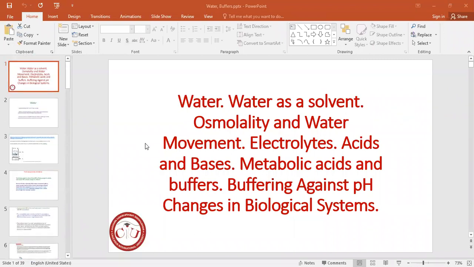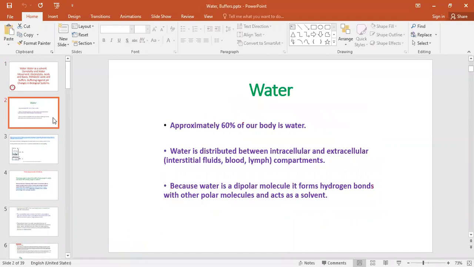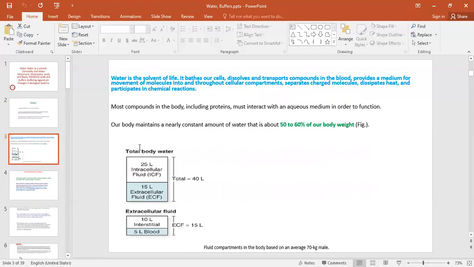So today we start discussion of water, water as a solvent, osmolality, acids, bases, and buffers. Approximately 60% of our body is water, and water is distributed between intracellular and extracellular compartments. Water is a major solvent of life.